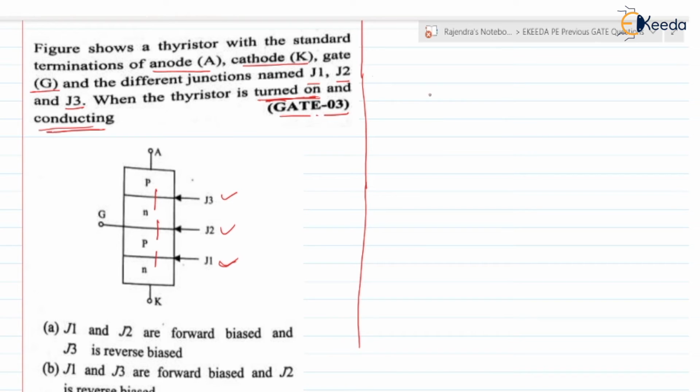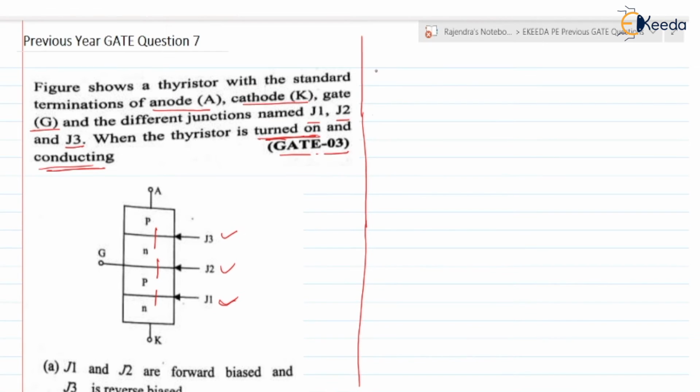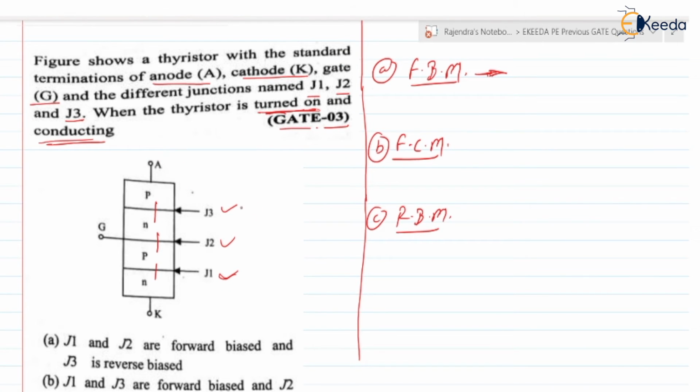Please be careful. In the SCR we have three modes of operation. The first one is the forward blocking mode, the second one is the forward conducting mode or conduction mode, and the third one is the reverse blocking mode. During the forward blocking mode, we have maintained a forward voltage across the device, but the gate terminal is still open. In that case J1 and J3 will be in forward bias.